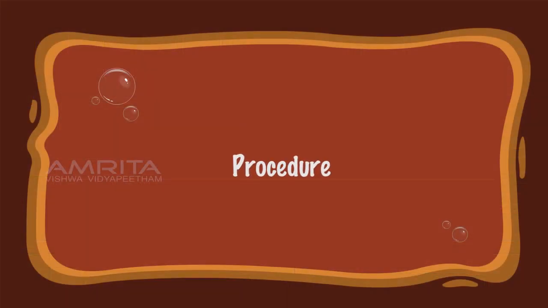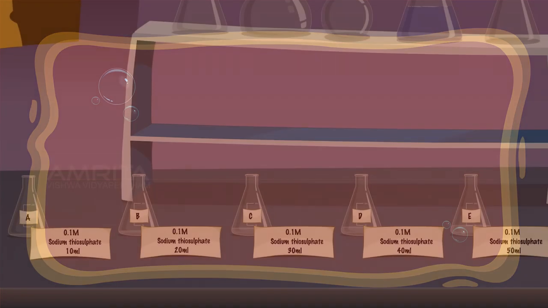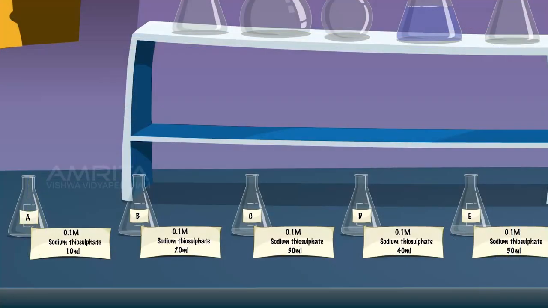Procedure. Take 10, 20, 30, 40 and 50 milliliters of 0.1 molar sodium thiosulphate solution in 5 conical flasks labeled A, B, C, D and E respectively.